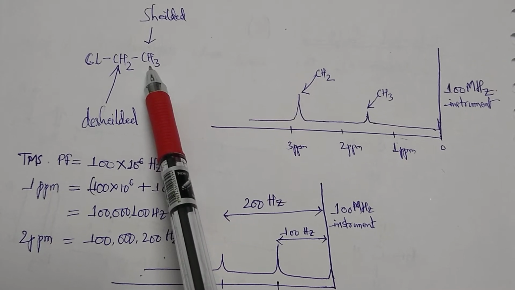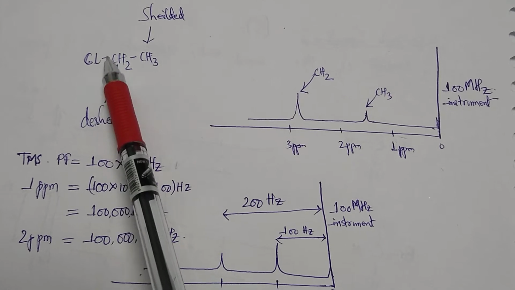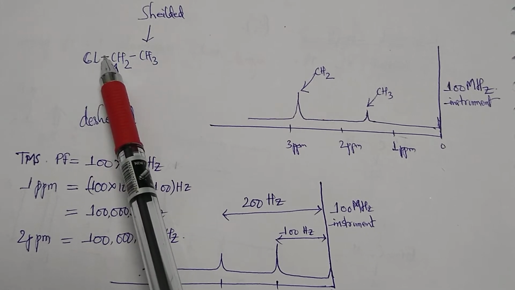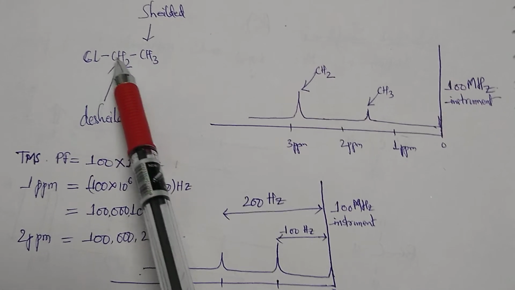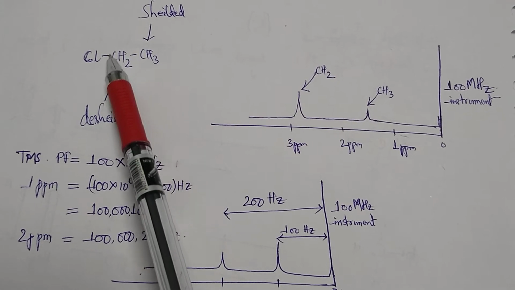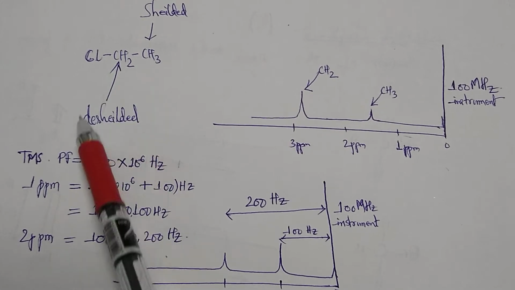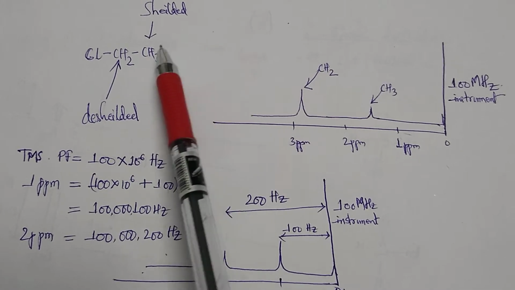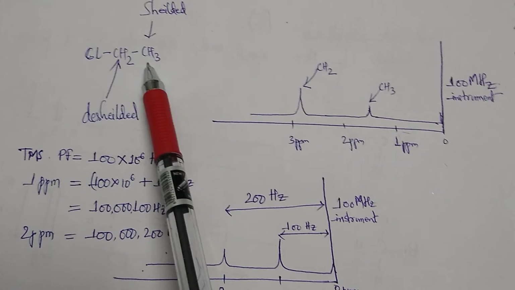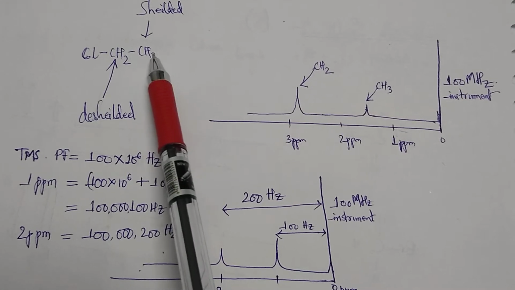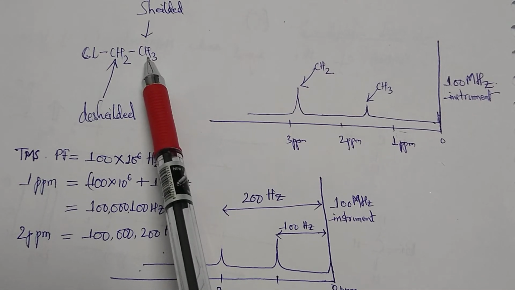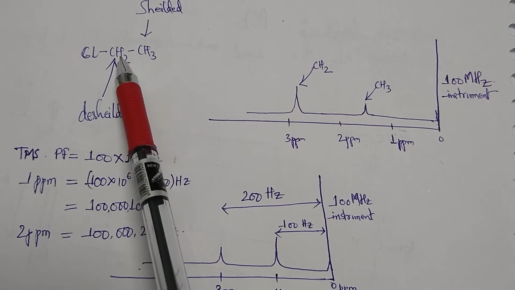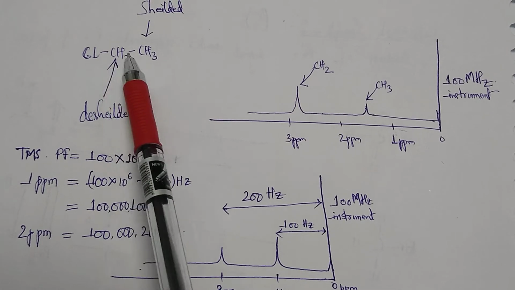Another example, CH3CH2Cl. Due to the presence of chlorine as an electronegative atom, inductive effect will be there. So the CH2 protons will be deshielded and the CH3 protons will be shielded ones. If the CH3 protons are shielded, then the effective magnetic field for these protons will be lower than that of the CH2 protons.